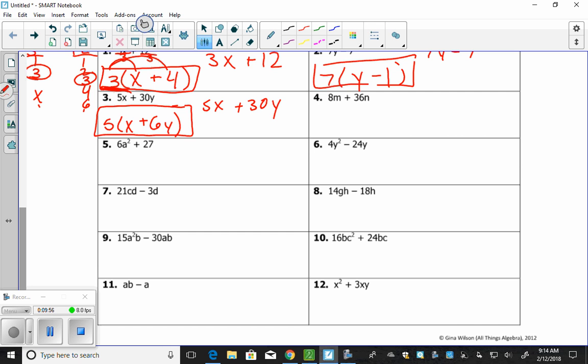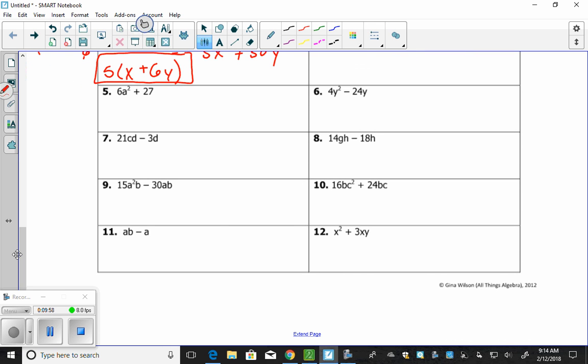All right, let's look at number 5. We're getting there. Hold your horses, with the 5 out front. Right here. What about number 5? What number do they have in common? You were right with 3. 6 won't go into 27.